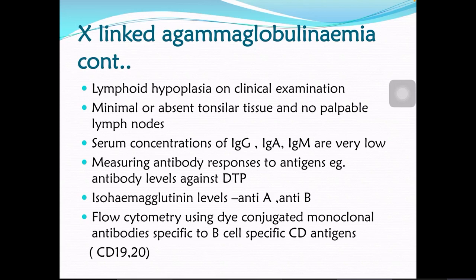When you check whether there is anti-A or anti-B, I'm sure you would understand you can do it only if the patient's blood group is O, A, or B. In a patient who is AB, there is no point checking anti-A and anti-B because they usually would not have it. Then if you go a little further, you can do flow cytometry, where you can look for specific CD antigens, CD19 and CD20.